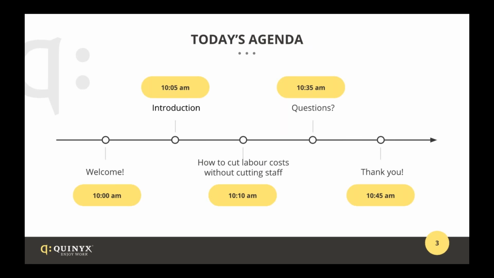Today's agenda looks something like this. I'll walk you through the first part of the presentation before handing you over to Matthias to give you his thoughts and experiences on how to cut labour costs without cutting staff.